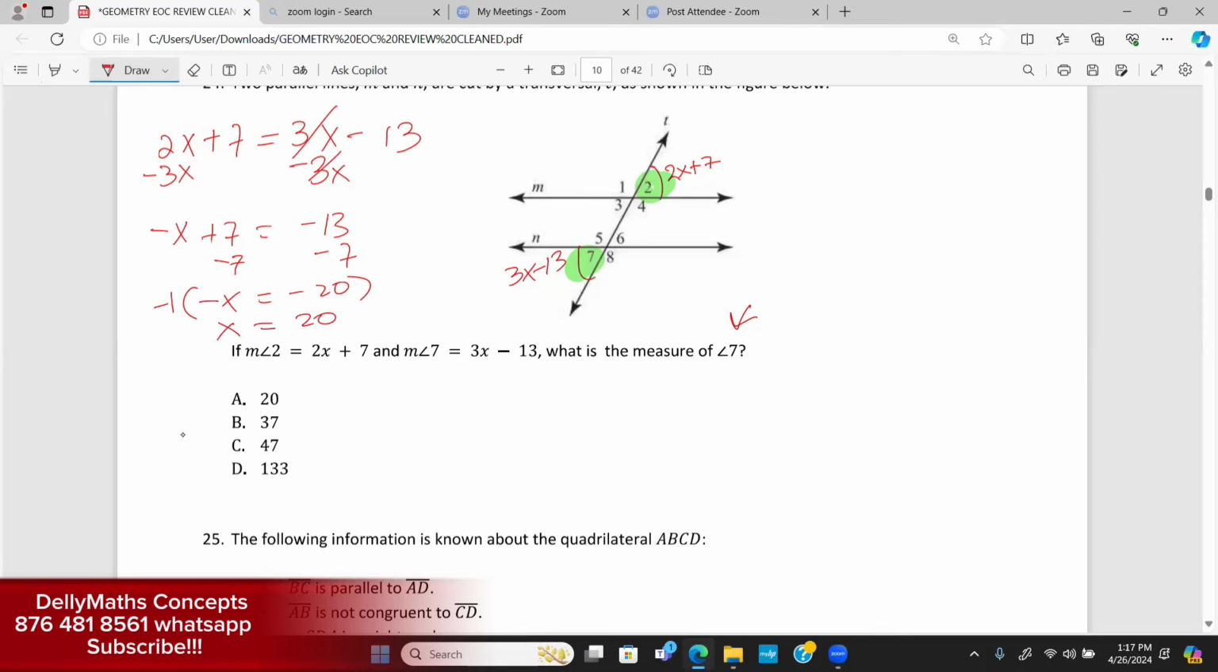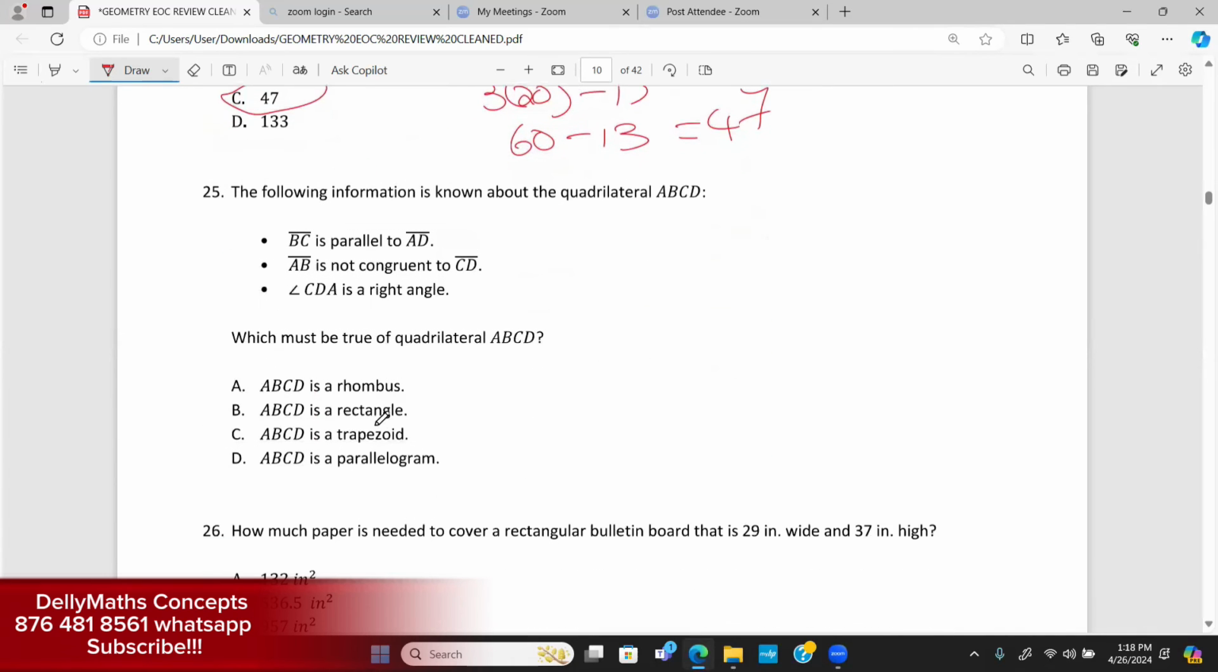That's not the answer to the question, right? X is 20. They want us to find the measure of angle 7. So this is 3x minus 13. You do remember that x is 20. So we're substituting 20. So we get 60 minus 13, and this is 47. Here it is. All right, let's continue rolling at 25.